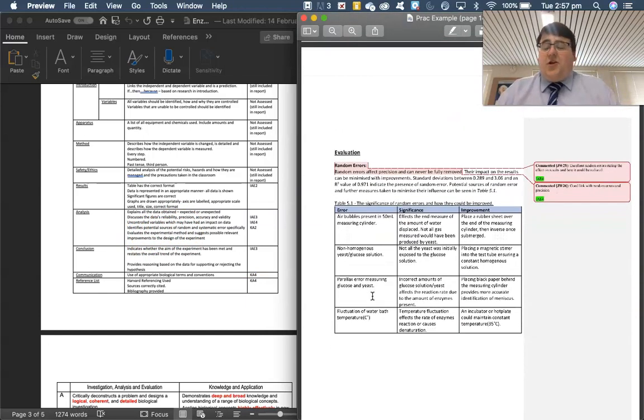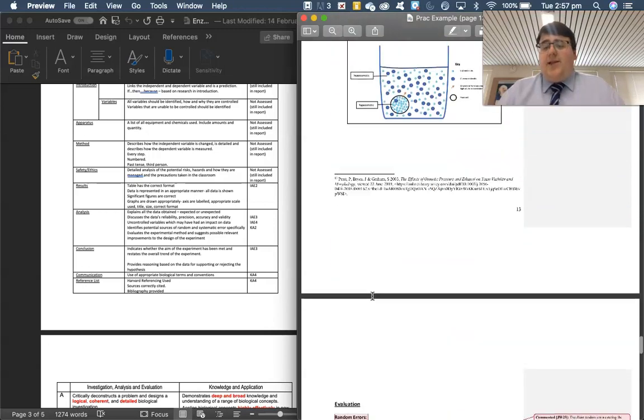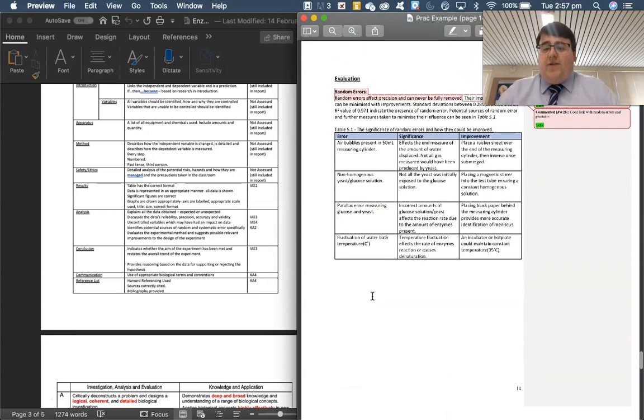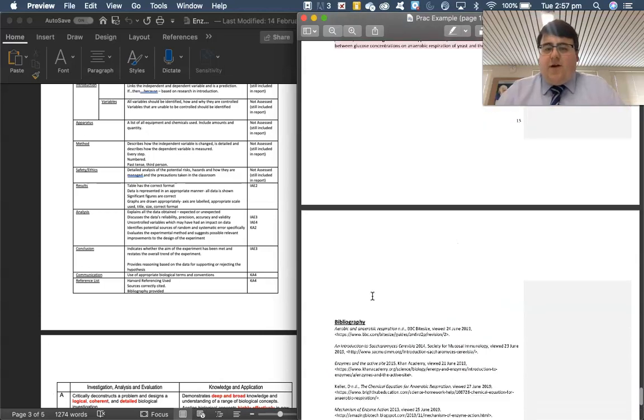Now, you then go through and you'd have an evaluation. Now, the evaluation can come before or after the conclusion. It doesn't matter. The correct scientific way of doing this would be you have your analysis, then you have your conclusion, then you have your evaluation. So that's how I'll talk about in this experiment. Again, if you do it in a different way, that's fine.